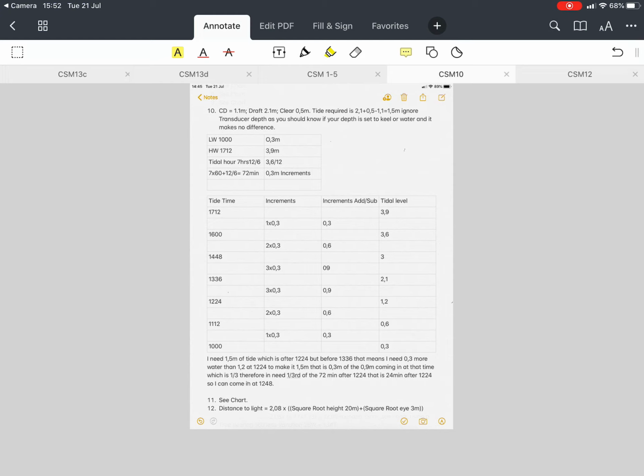At 12:24, I've got 1.2. I need an extra 0.3, which is 1/3 of the 0.9 I'm getting in that hour. So that tells me I then need 1/3 of the 72 minutes to determine my time. 1/3 of 72 minutes is 24. Added to my 12:24, I end up with a time that I can come in at 12:48. Okay, moving on to question number 11.